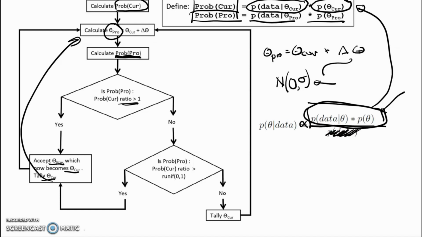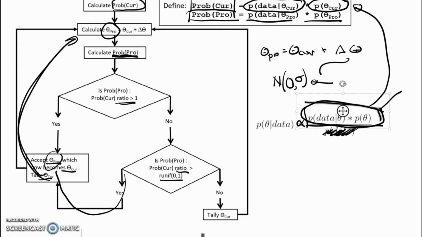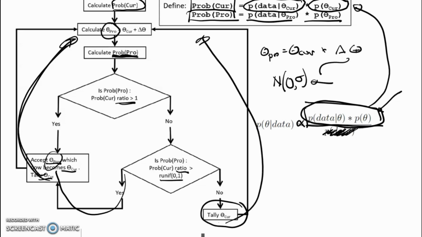Otherwise, if the ratio is less than 1, then we compare that ratio to a randomly generated number from a uniform distribution that goes from 0 to 1. If the ratio is greater than that number, we accept the proposed value of theta. If the ratio is less than that number, then we retain the current value of theta, tally it, and the process repeats.